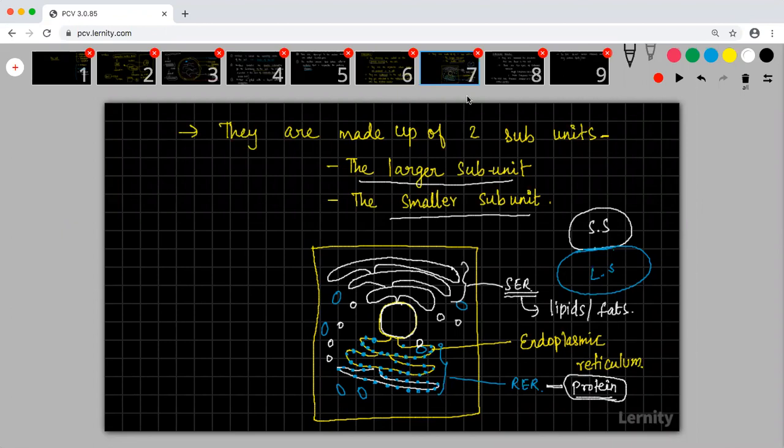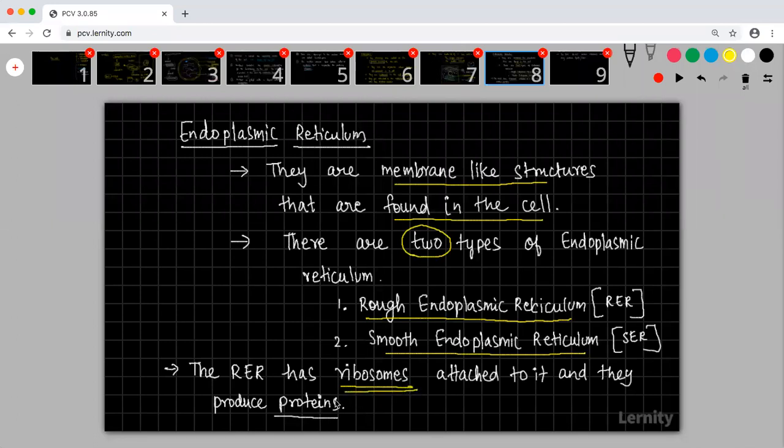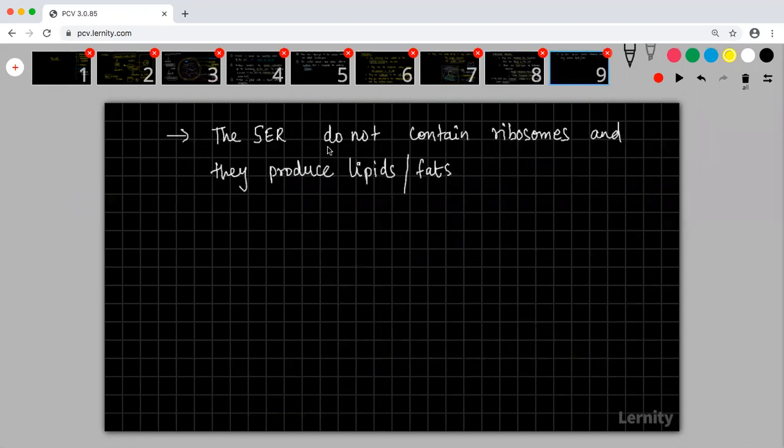Okay, so that is what I am trying to explain here. So what have I mentioned? Endoplasmic reticulum are membrane-like structures that are found in the cell. There are two types of endoplasmic reticulum. One is what we call the rough endoplasmic reticulum, and the other one is the smooth endoplasmic reticulum. The rough endoplasmic reticulum has ribosomes attached to it, so they will produce proteins. And the smooth endoplasmic reticulum does not contain ribosomes and they produce lipids or fats.